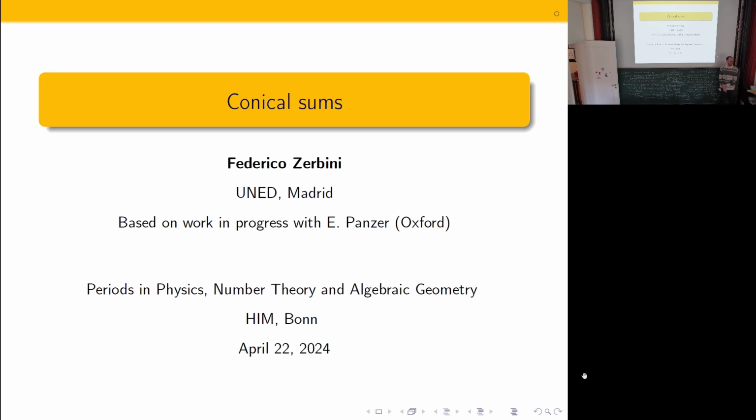So conical sums are certain numbers, certain periods, which generalize multiple zeta values. They're also known as conical zeta values. And I encountered them in my PhD thesis, and there were some conjectures back then, and I was hoping to attack these conjectures soon, and then finally, 6 years later, I had some time to attack the conjectures with Eric Panzer in Oxford.